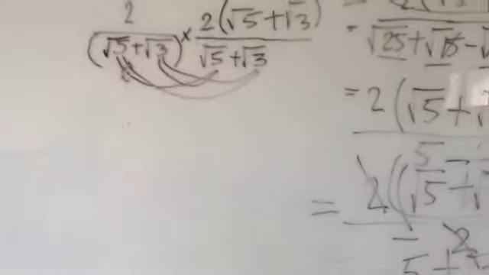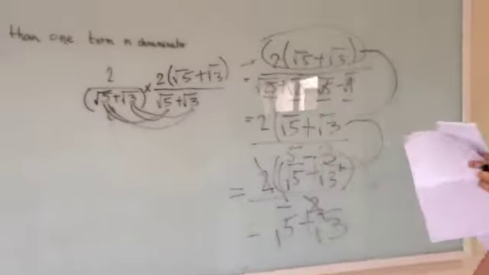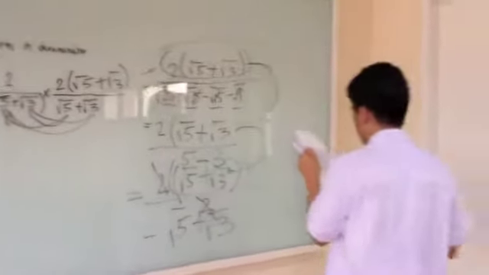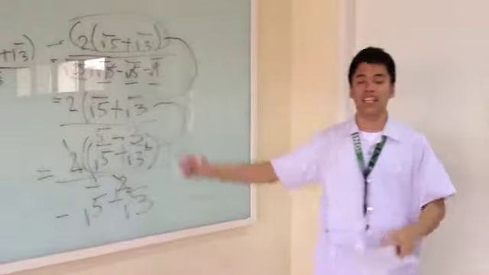So, square root of 5 plus square root of 3, numerator identical, now expressed with a rational denominator.